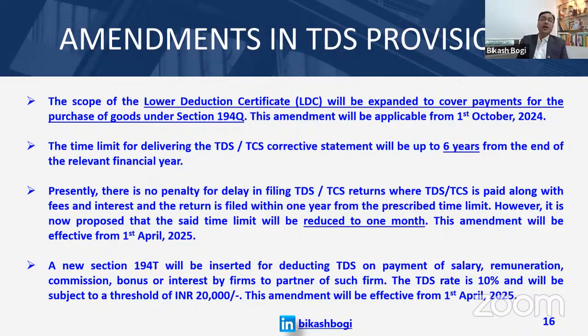One more important amendment proposed by budget 2024 is with respect to TDS on remuneration paid to partners of a partnership firm, that is, salary, remuneration, bonus or interest paid by a firm to the partners. Earlier, there was no TDS on these items. So now the amendment has been brought that 10% TDS will be deducted on these items subject to a threshold of 20,000 rupees.